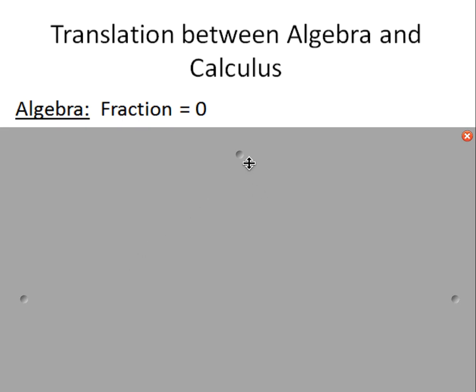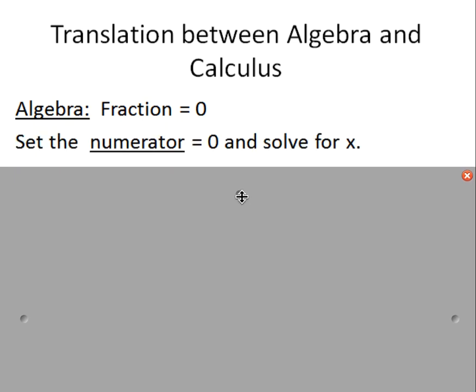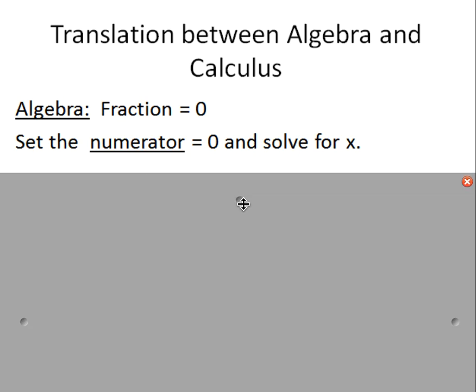So I want you to use your handout and fill in the blanks as we work through this. In algebra, whenever you're asked to have a fraction equal to 0, we would set the numerator equal to 0 and solve for x. That's what we just did in the do now you just worked on.